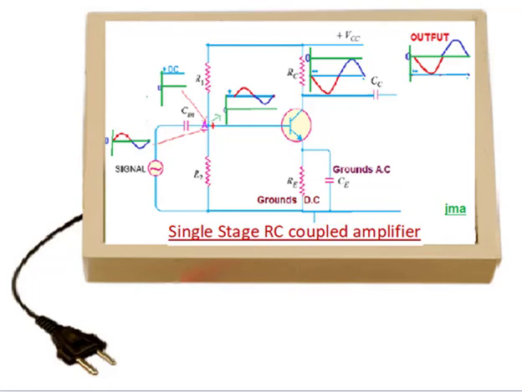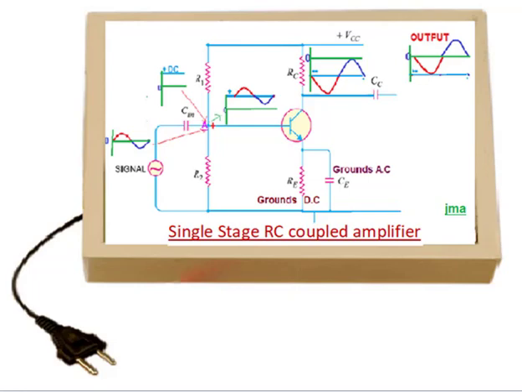The amplifier consists of active elements and passive elements. The active element is the transistor. The other elements, resistors and capacitors, are known as passive elements. So the amplifier consists of a transistor as an active element, and resistors and capacitors as passive elements.